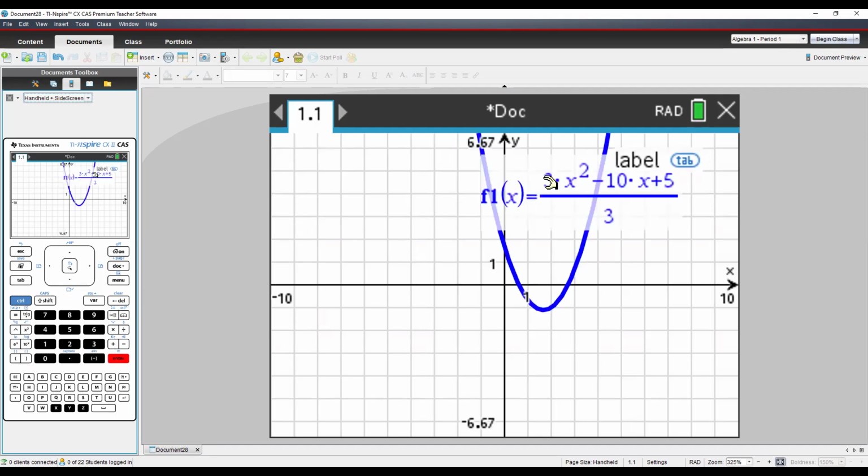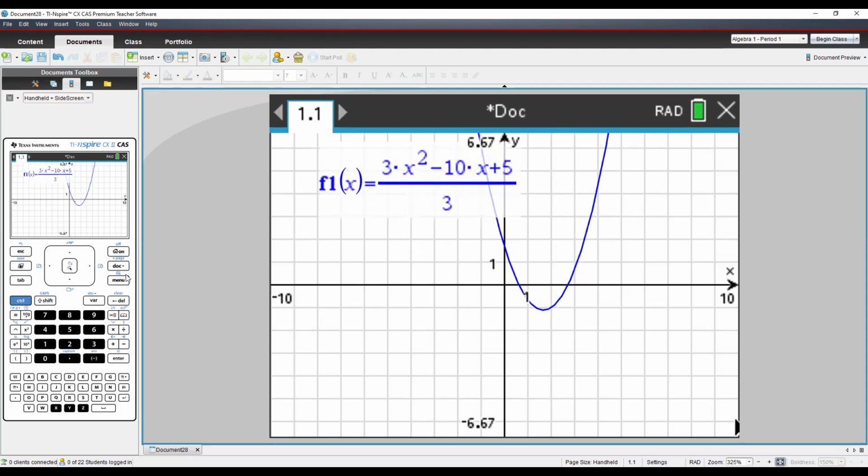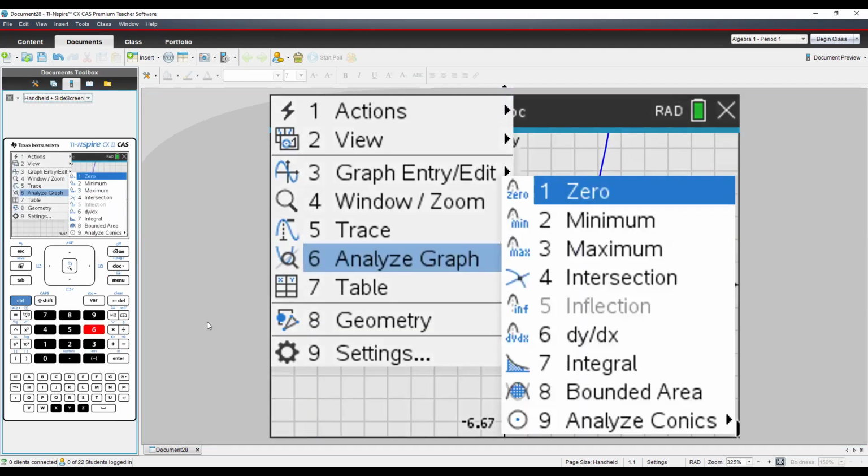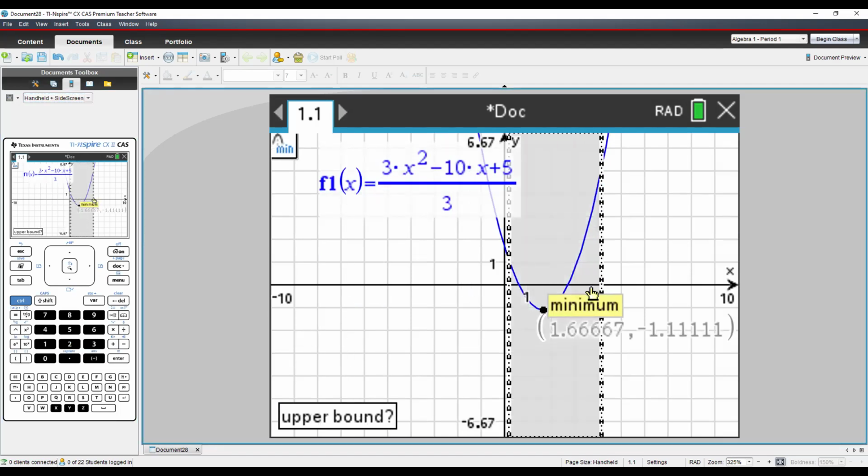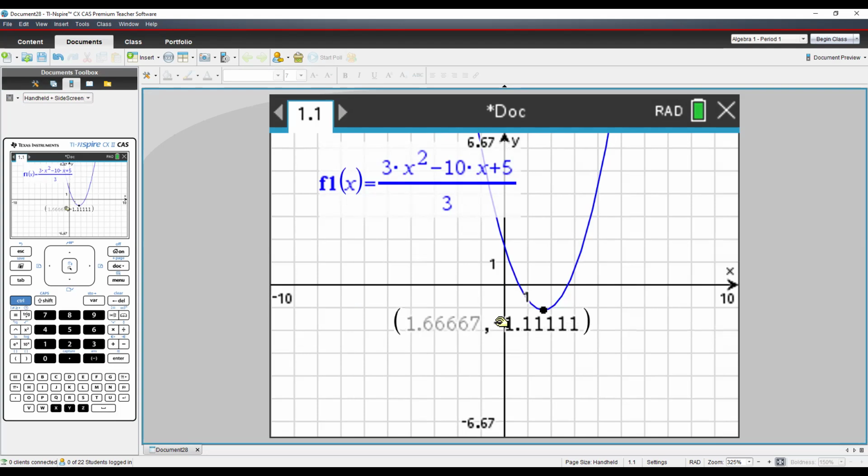Now that I've done this, all I'm going to do is the same thing. I'm going to find the minimum, or the vertex, down here. Bam, bam. So here is my answer. Now, I'm going to have to convert these to fractions, but this is my answer for this question. Let me go back and show you exactly what I'm doing here. So the vertex is 1.6 repeating, and then it's a negative 1.1, repeating.